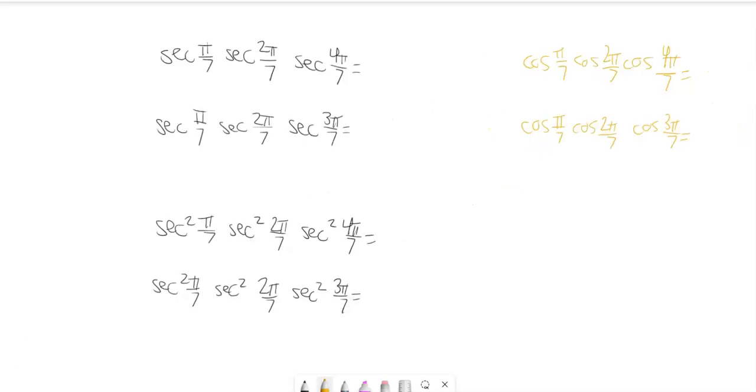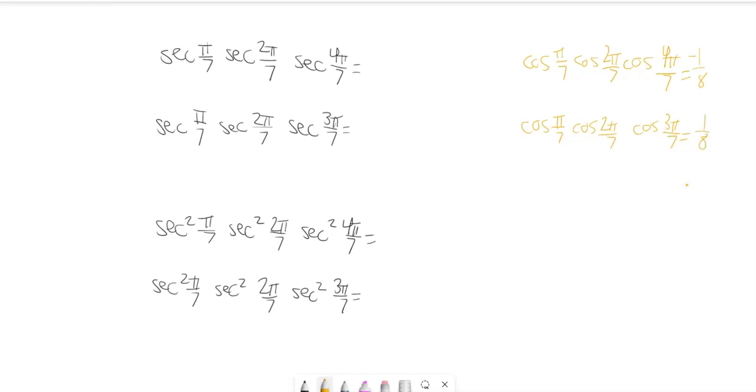All right, everyone. Now we're dealing with the secants of the three angles being multiplied together. Remember that secant is the reciprocal of cosine, and in one of my earlier videos, I derived both of the answers for this. For the cosine of pi over 7, 2 pi over 7, and 4 pi over 7 being multiplied, we got negative 1/8.